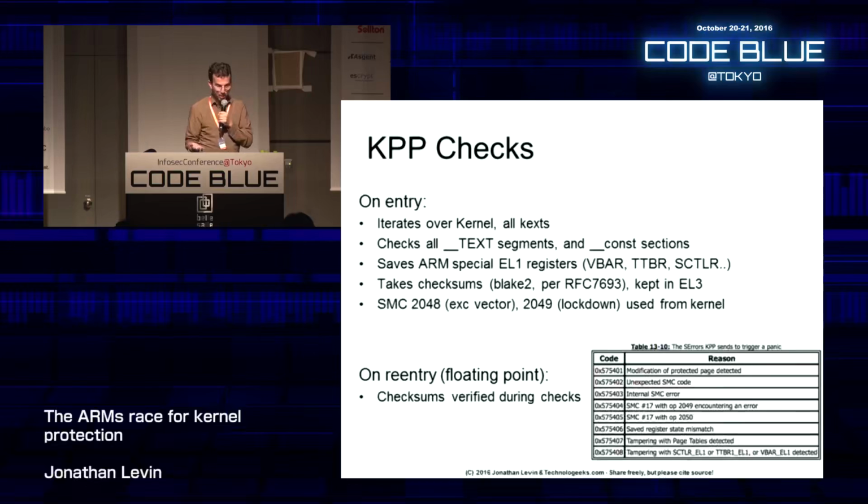Now, what are the KPP checks that we see? There's a bunch of codes. We already talked about the 402, which is the unexpected code. The main one that we see is the 401, and this is the modification of a protected page. The way it works is that initially, when you go into the main entry point, and that is even before the actual kernel gets executed, we have code that runs and hashes all the R-X pages, which are the read and execute pages. That is to say, the kernel text.